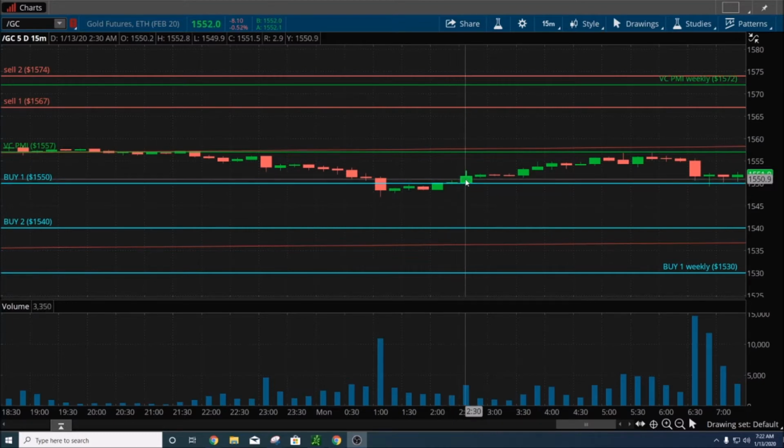So it activated a buy trigger point at 2:15 a.m. It unfolded, and as I said, once the target is activated on the buy, it also activates the target above. And you can see here the market moved up right into the VC PMI target of 1557 by making a high of 1556.80, which was good enough for you as a trader, self-directed trader, to use it to lock in profits.